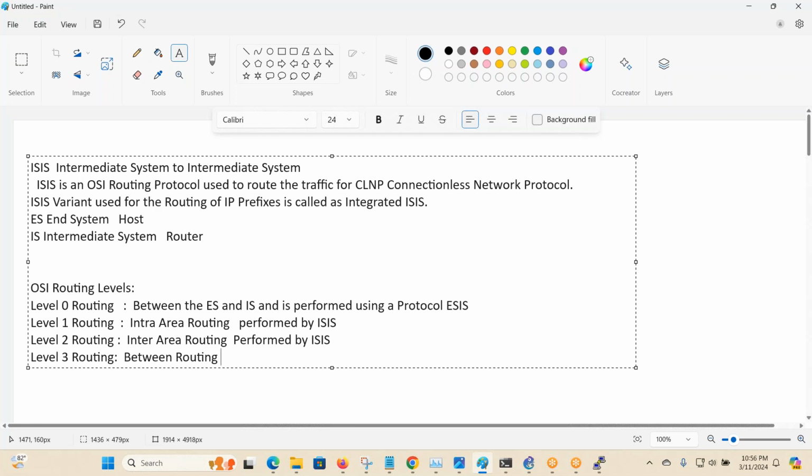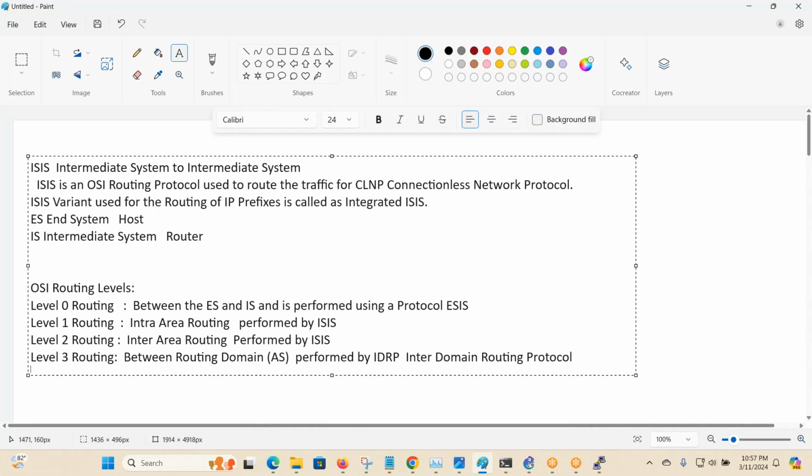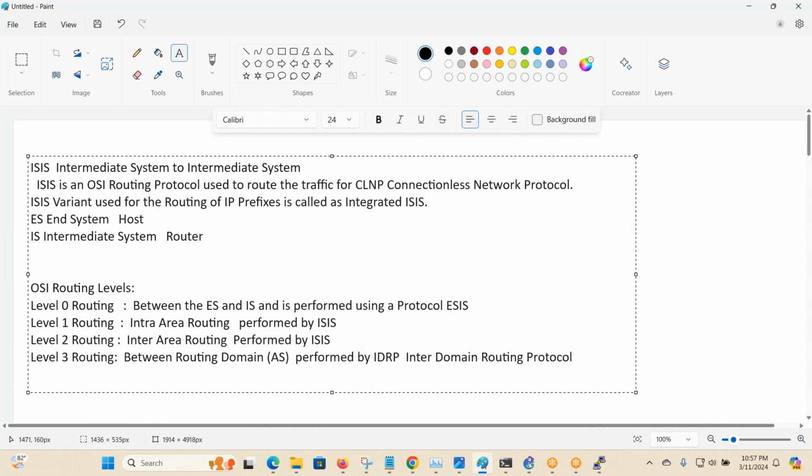Then we have level 3 routing between routing domains. So an AS, autonomous system, is called a routing domain. So when we have to route the traffic between different routing domains, this is managed by or performed by an inter-domain routing protocol. It is something like BGP. So these are different routing levels. So we are concerned about level 1 and level 2 routing.